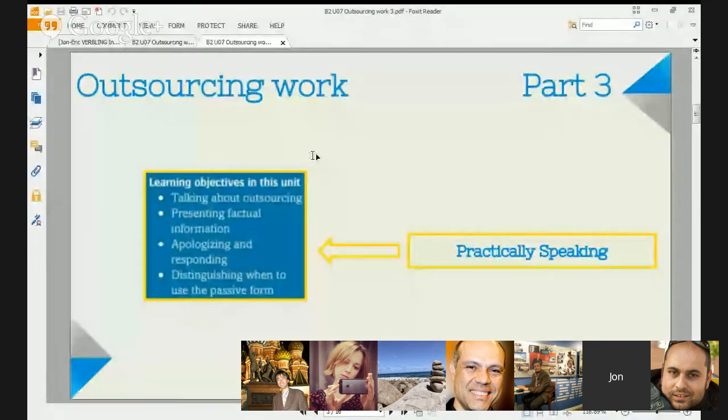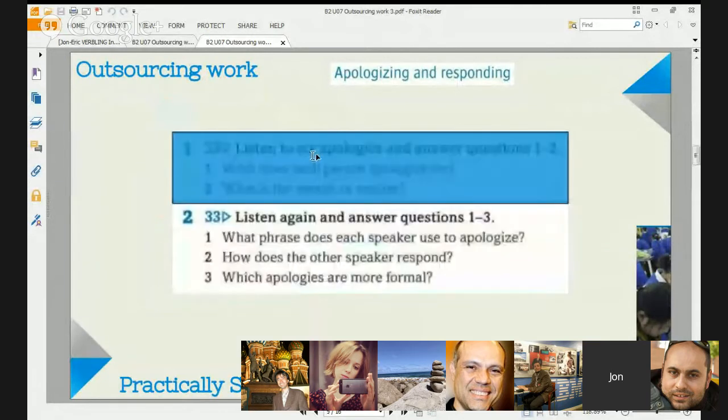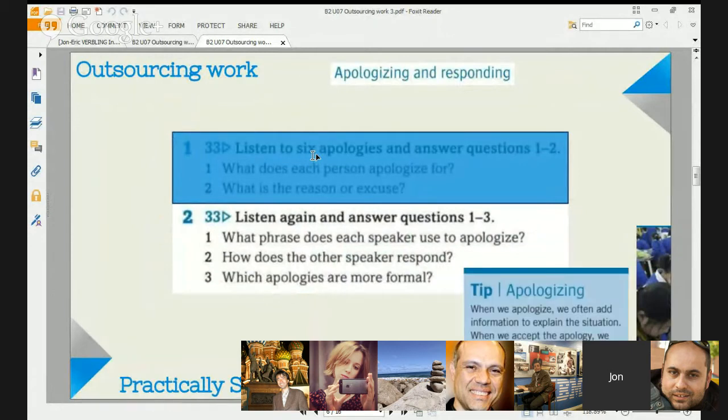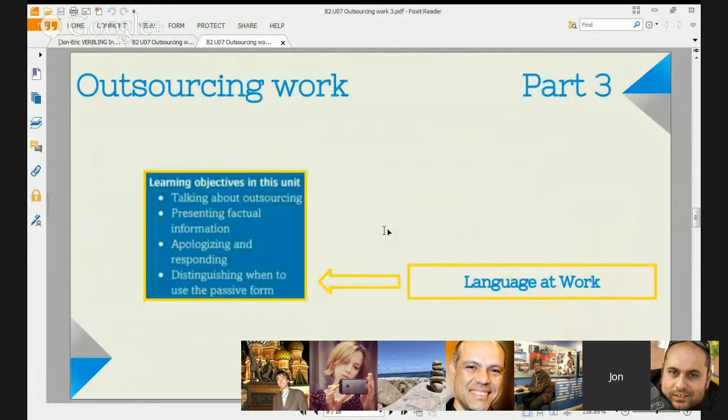Yesterday, we worked on a practical application of the vocabulary. To this situation, we listened to 6 people talking. We listened to the key phrases they used to apologize and respond. We tried it out in class with those useful phrases. We're going to move on to the last part now, which is language at work, the grammatical part, distinguishing when to use the passive form.